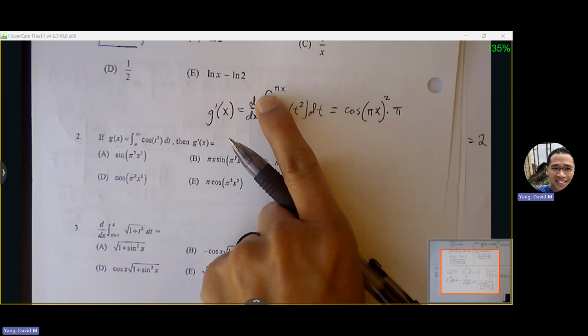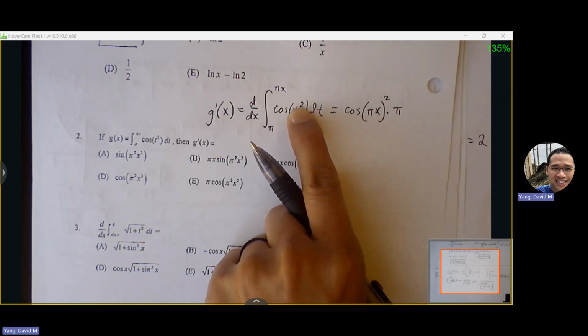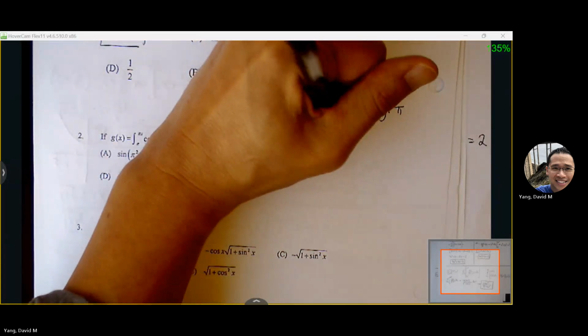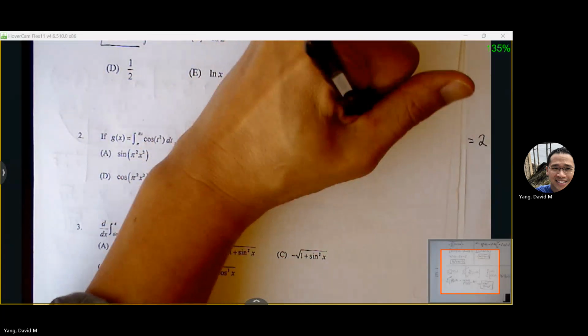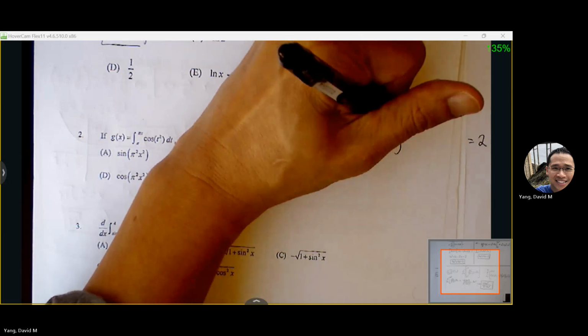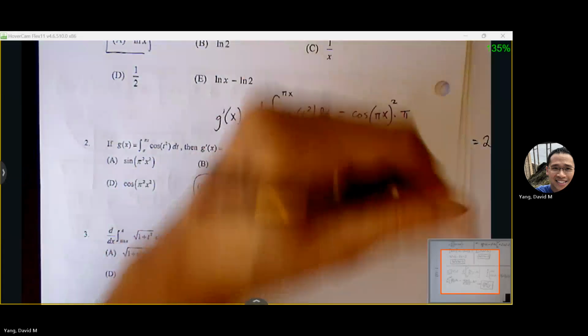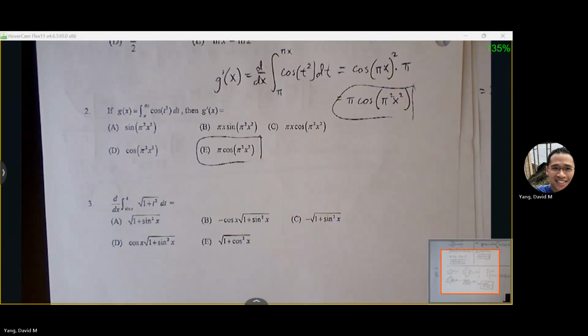Careful that pi x gets inserted into the t, so both the pi and the x get squared. Questions? Try number three. You may need to do some adjustment before you can apply second theorem.